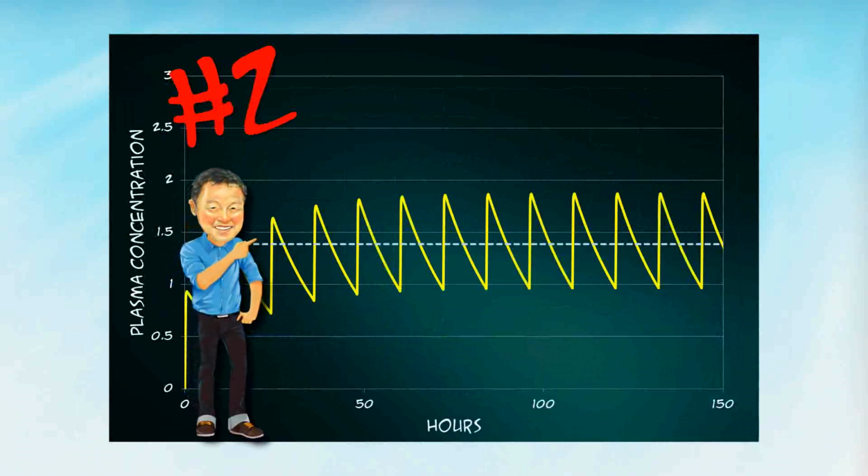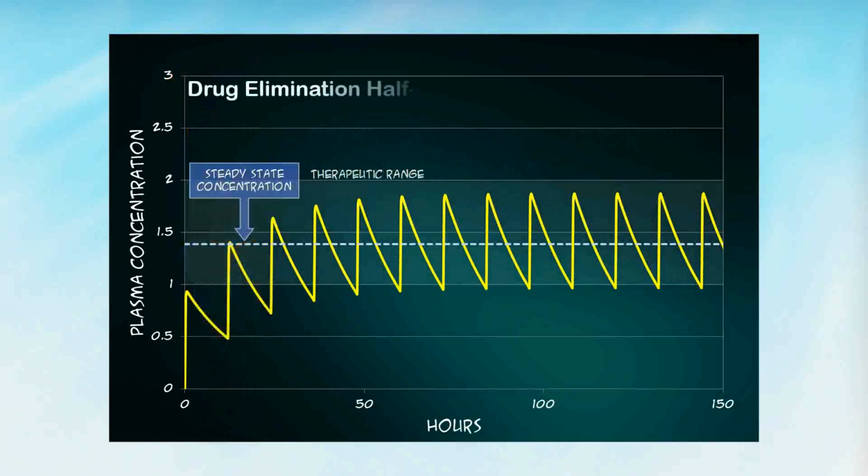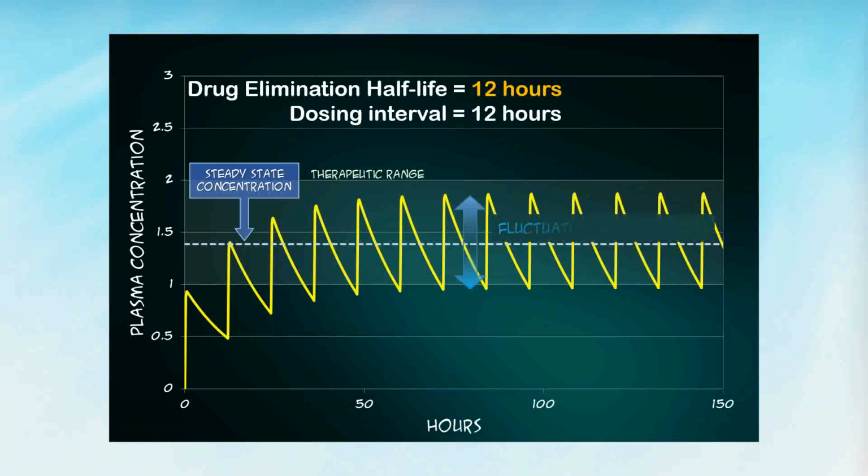Point number 2. Most drugs are dosed according to their half-lives. Well, at least approximately according to their half-lives. There is a practical reason for this. When the dosing interval is equal to the half-life, the fluctuation in concentrations at steady state is about twofold. By this, I mean the Cmax is approximately twice that of the Cminimum.